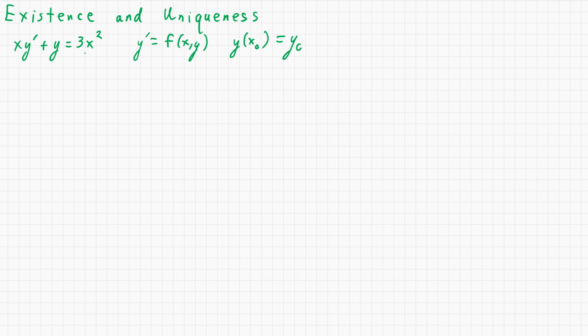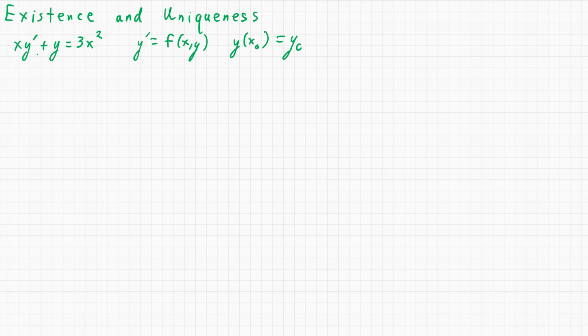This next ODE is going to have some interesting behavior for the existence and uniqueness theorem. So let's go ahead and dive in here. To apply the existence and uniqueness theorem, the first thing that we need to do is get this differential equation into this format: y prime equals some function f of x comma y.